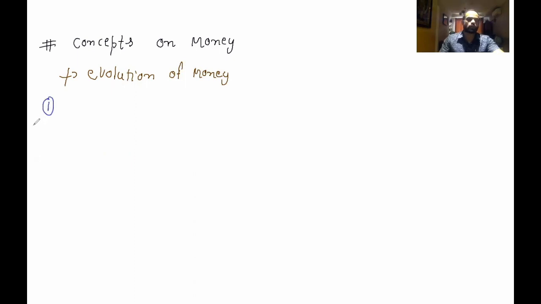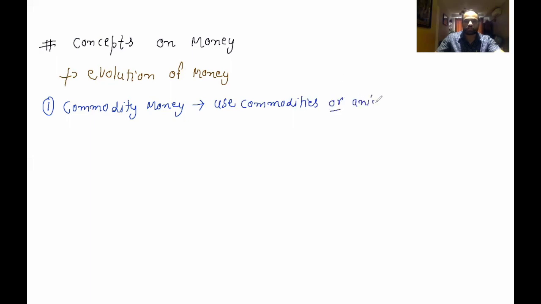Instead of saying barter system, we can also call it commodity money. Commodity money means people use commodities or animals as money. That's called commodity money. But of course, as I mentioned before, this commodity money or barter system has some kinds of disadvantages or demerits.